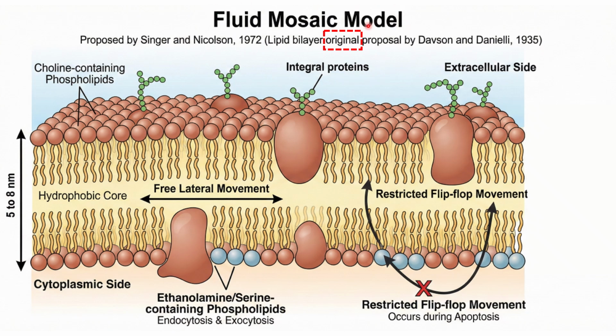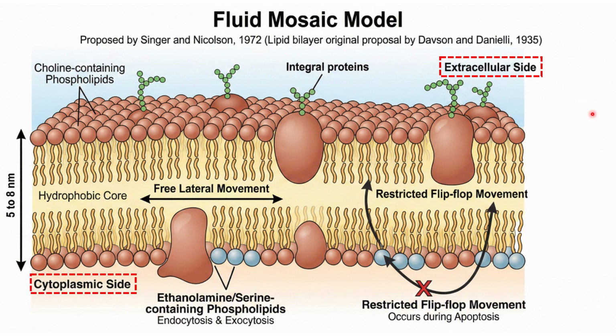So coming to the fluid mosaic model of the plasma membrane, the lipid bilayer. The first thought was that the plasma membrane was just a lipid bilayer, which was originally proposed by Davson and Danielli in 1935. Then later, the fluid mosaic model was proposed by Singer and Nicolson in 1972.